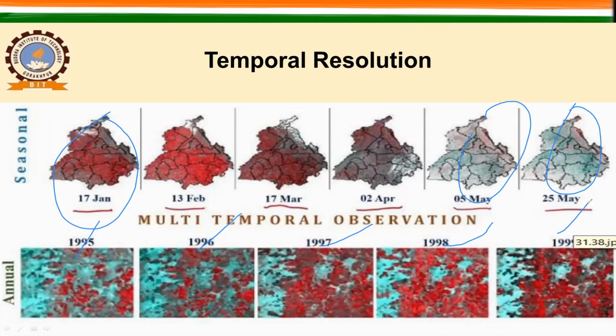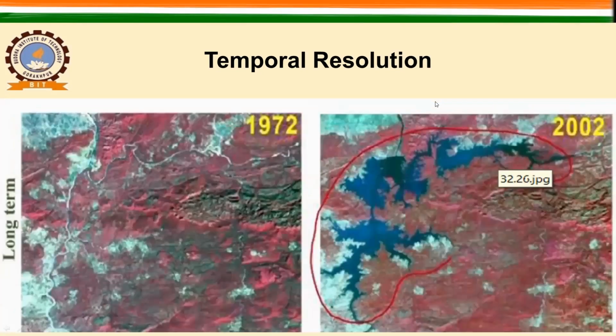Okay, एक और एग्जाम्पल आपको दिखाता हूं. I will show you one more example in my next slide. So this is another example where you can see long-term change, right? Long-term change from 1972 to 2002, where in the same area there is a new lake. See, in 1972 there is no lake, and for the same area we have the new lake in 2002. So there is a comparison between 1972 and 2002, right?